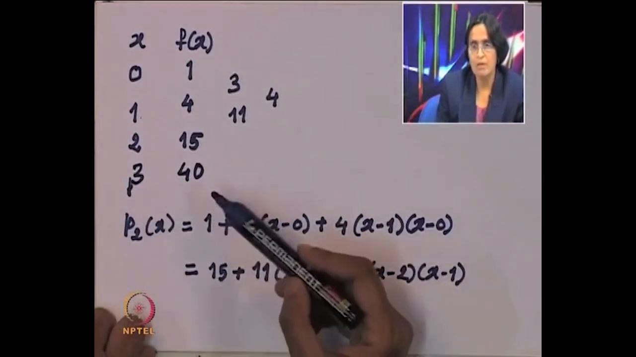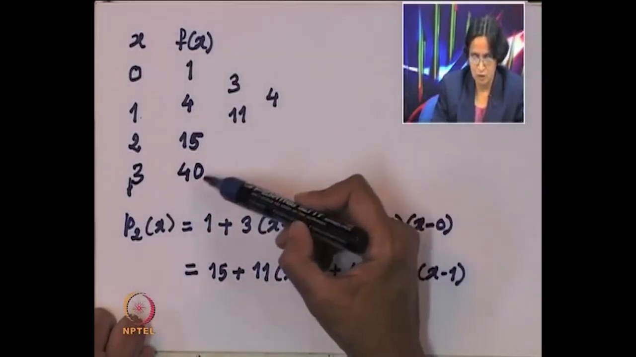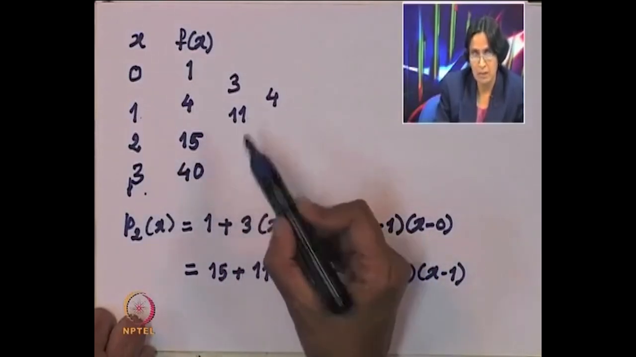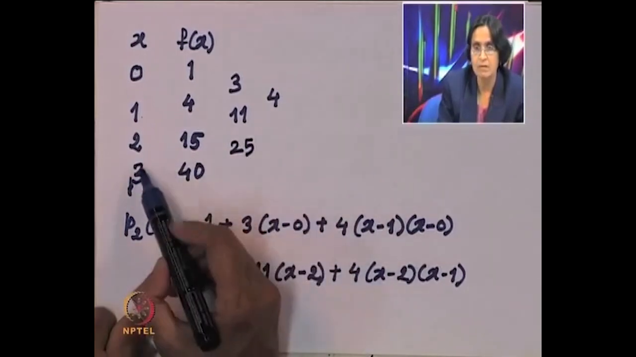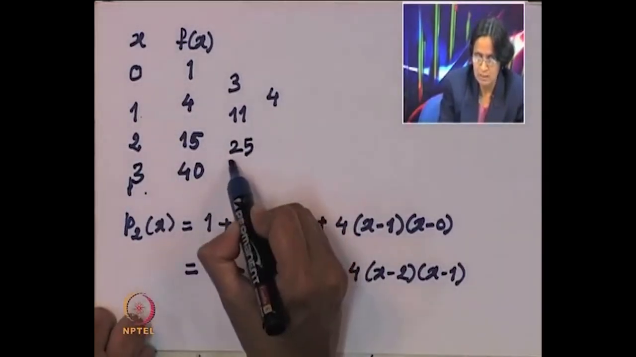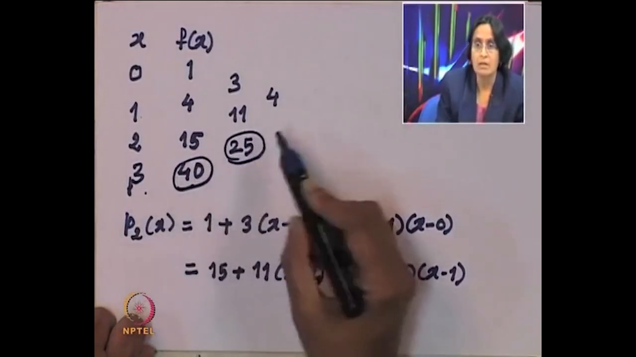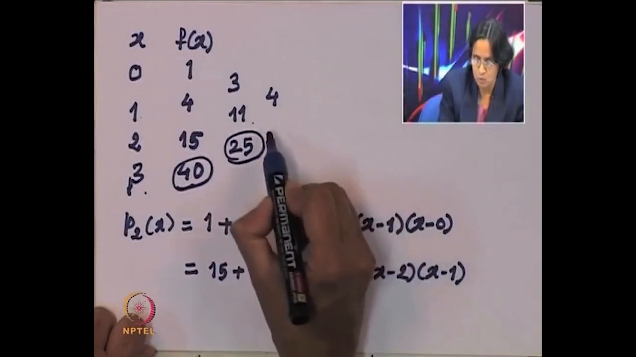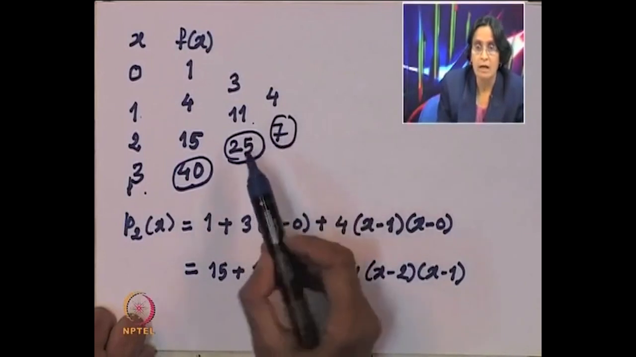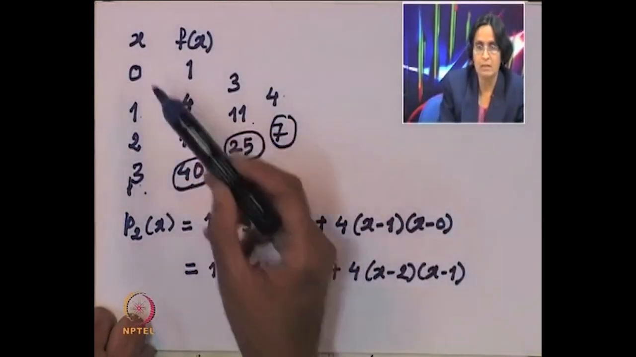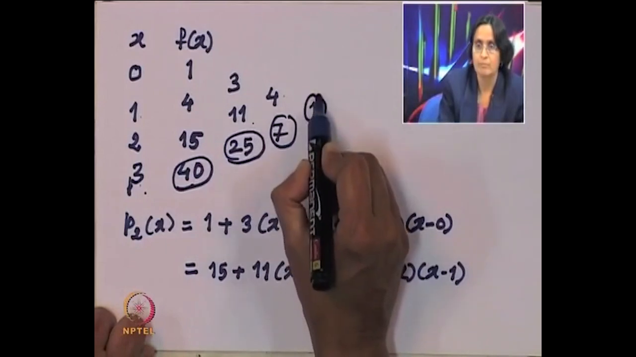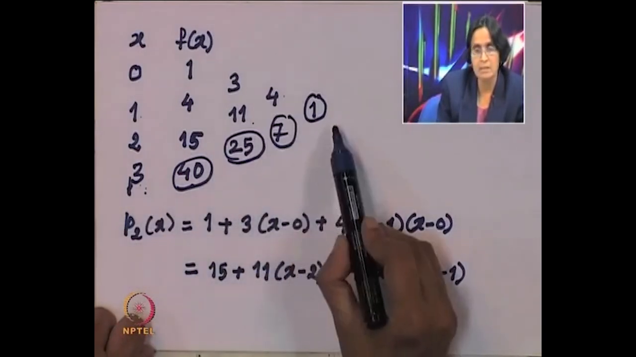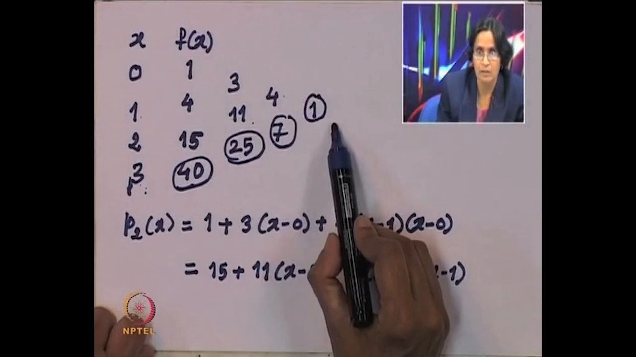So, now what we will do is, we will complete the divided difference table. First the divided difference based on 2 and 3. That will be 40 minus 15, that is 25, divided by 3 minus 2. So, this I am adding extra. Then 25 minus 11, that is 14, divided by 2, so that will be 7. And then 7 minus 4 divided by 3 minus 0, so that is going to be 1.